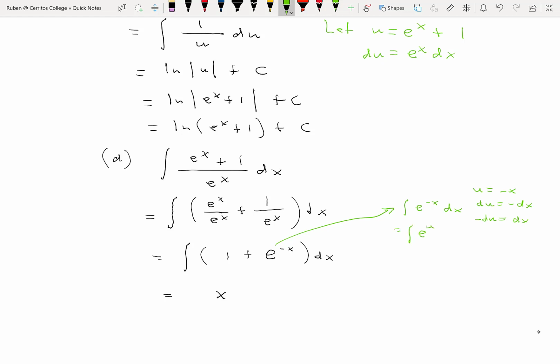Negative x is u, dx is negative du. This is negative e to the u du. Negative 1 factors out, and the integral of e to the u is e to the u plus a constant, so minus e to the minus x plus a constant. So back to our problem, the answer is x, because the antiderivative of 1 is x plus a constant, minus e to the minus x plus a constant.